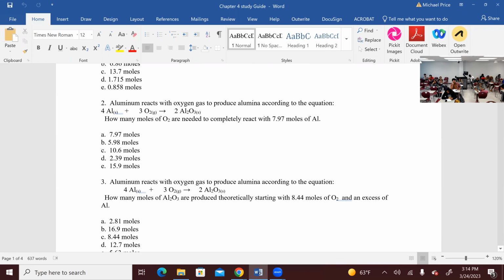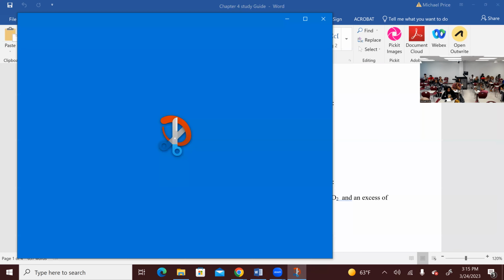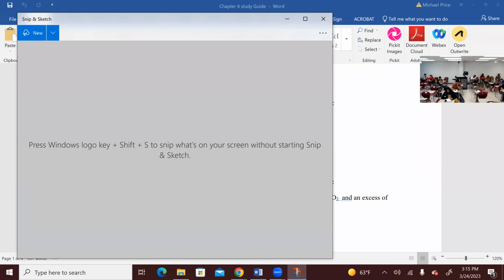Okay, so number 2 says aluminum reacts with oxygen to produce alumina according to the equation 4 Al + 3 O2 yields 2 Al2O3. How many moles of O2 are needed to completely react with 7.97 moles of aluminum? Now, of course, I don't have time for you guys to do this problem, but while I'm doing my full screen step, why don't you guys try to take a crack at it? If you can work quickly, that would be awesome.